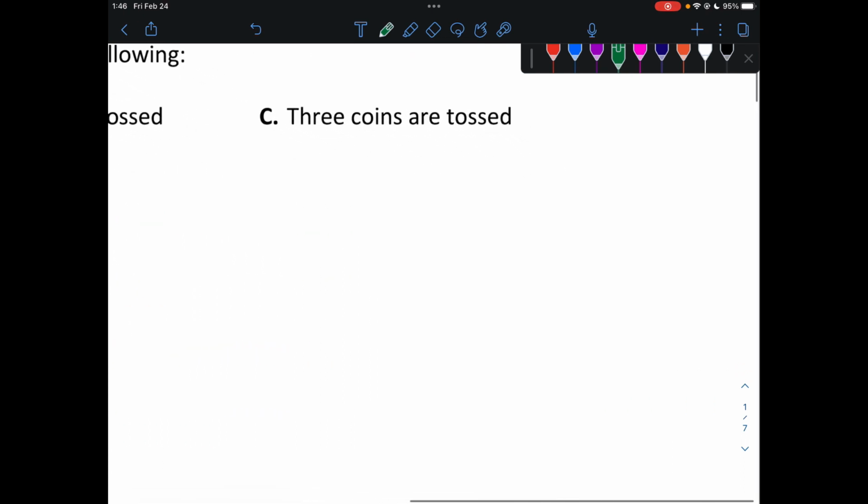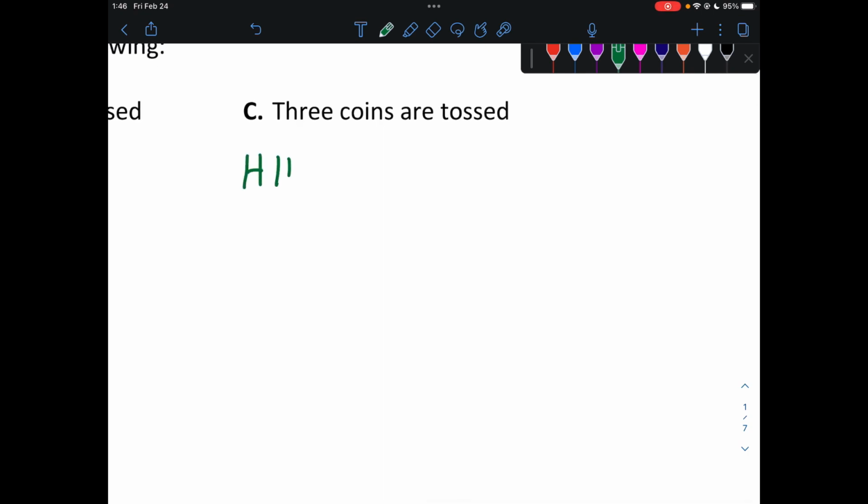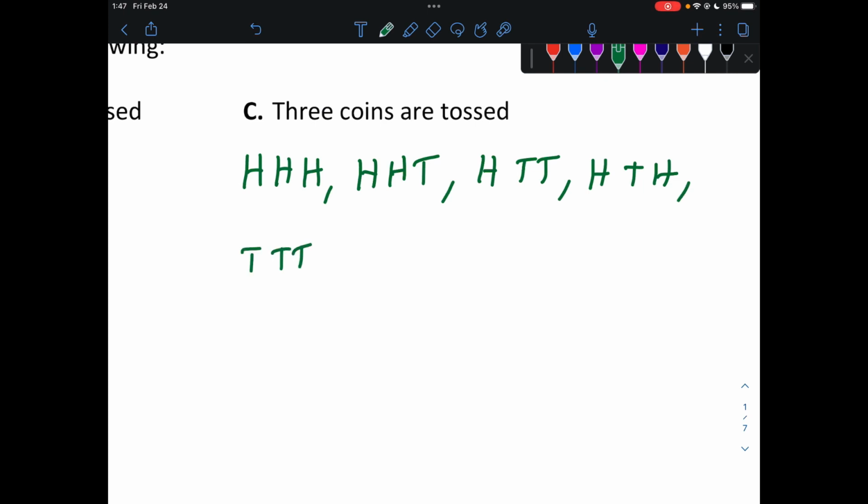Three coins are tossed. All right, so either it's going to be heads, heads, heads, heads, heads, tails, heads, tails, tails, heads, tails, heads, tails, tails, tails, tails, heads, heads, tails, tails, heads, tails, heads, tails. Those are our 8 different events that could happen if 3 coins are tossed.